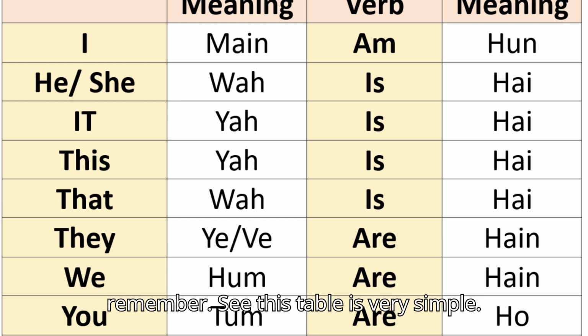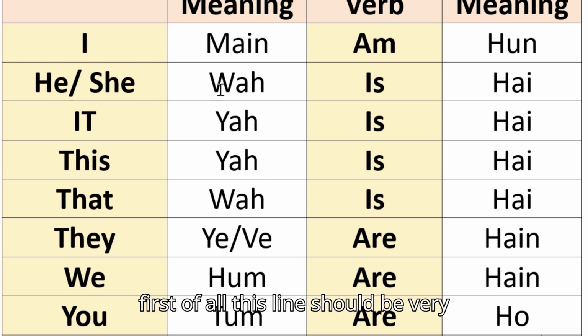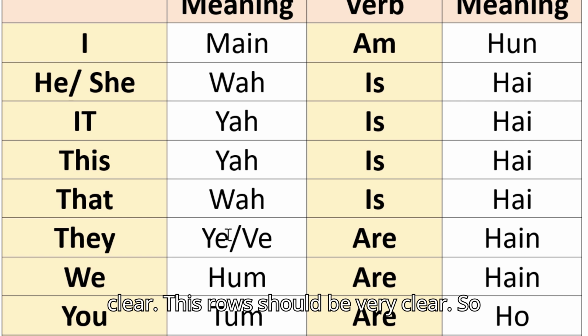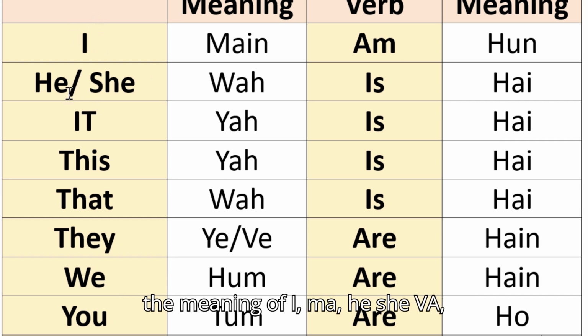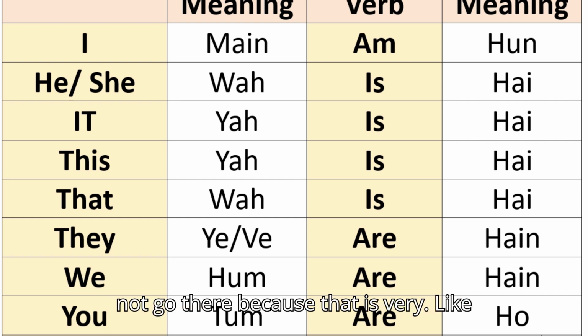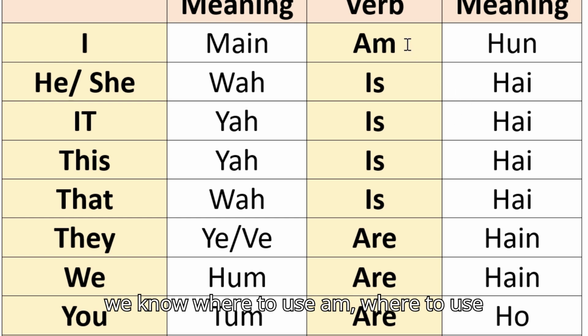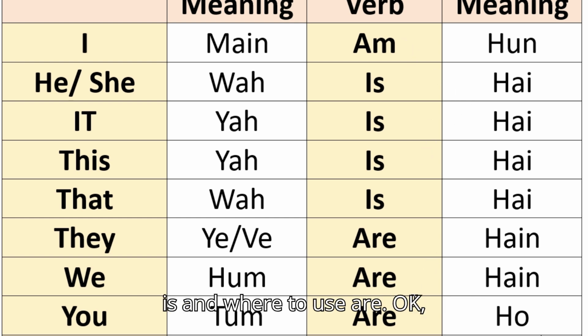Now we need to remember. See, this table is very simple. Only we need to remember few things. First of all, this row should be very clear. So the meaning of I, मैं, he, she, वह, it, यह, this, यह, that, वह, they, ये और वे, we, हम, you, तुम, and you, आप. There's one more meaning, so let's not go there because it doesn't sound polite.